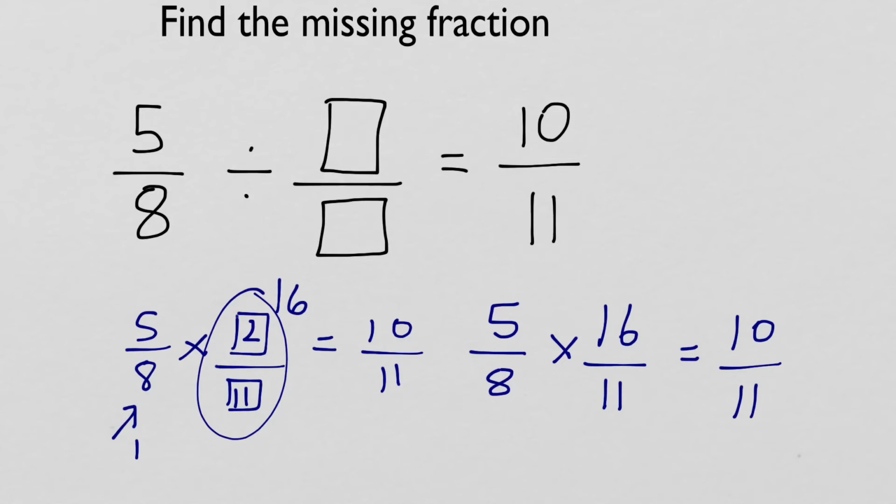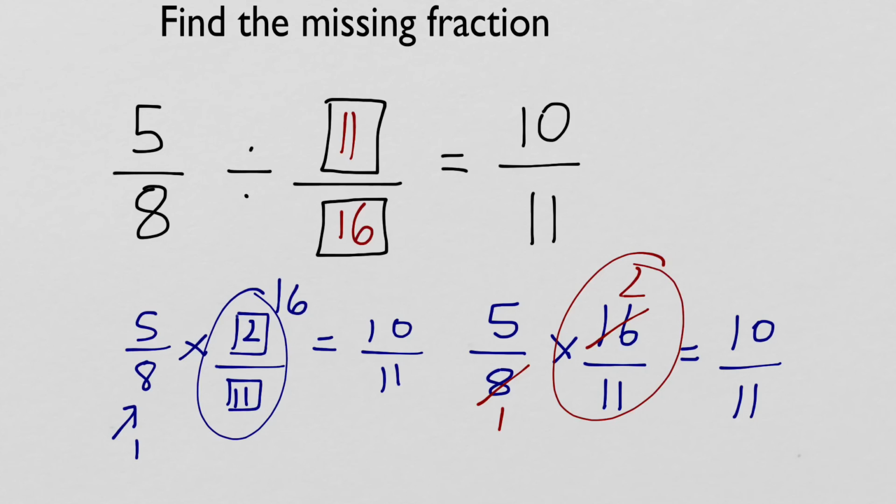Let's see if that works out. Always check your answer. So cross cancel there, 8's into both. 5 times 2 equals 10, 1 times 11 equals 11. So because that was inverted initially, we're going to have to turn it upside down again. So my answer is actually 11 over 16.